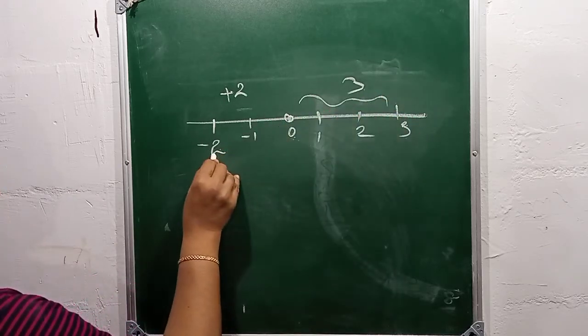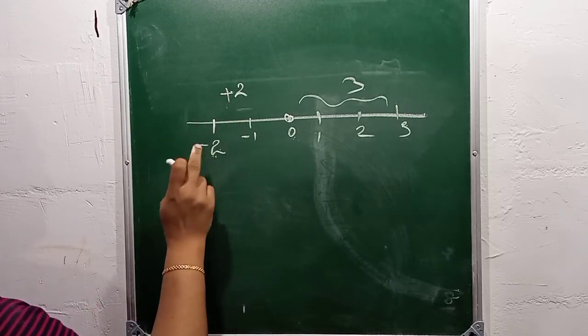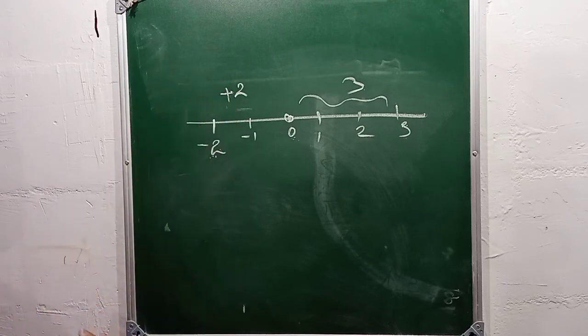But here one number is a negative number, but the distance is not that -2. We take the negative of that -2. Right? Negative of -2 is +2.